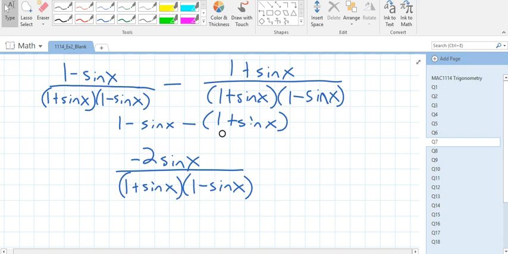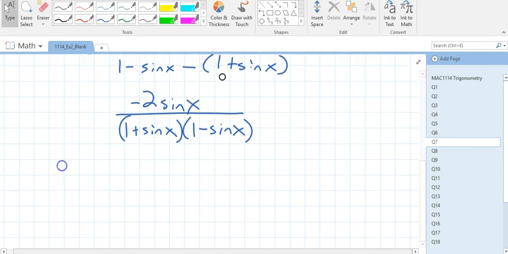Is there anything else that we can do to this? How can we cancel out the sine x? Yeah, we need to distribute the bottom first. We can't cancel this sine x with that sine x because of the addition sign. You can't cancel this sine x with that sine x because of the subtraction sign. Okay? But you do need to FOIL this bad boy out.